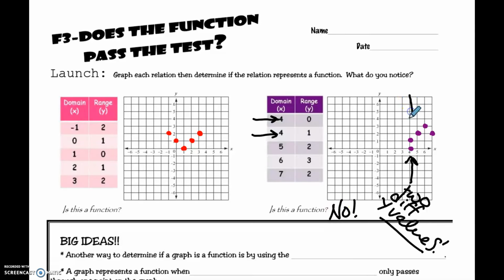If I were to draw a vertical line down that part of my graph, I would hit the function, and I'm using function in quotations because we know this one is not a function. We would hit this graph twice. The second that happens, we know that this relation is not a function.